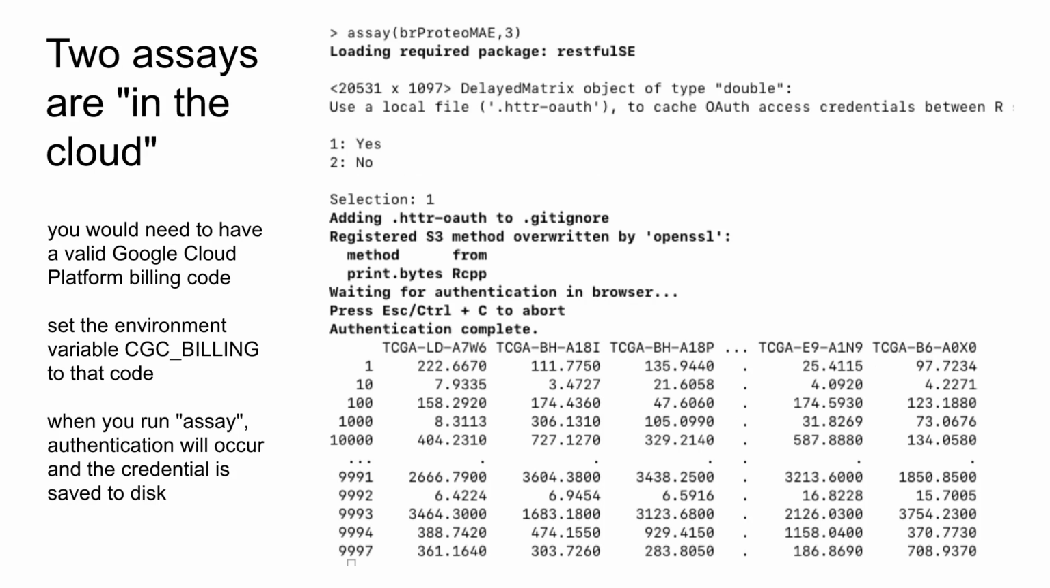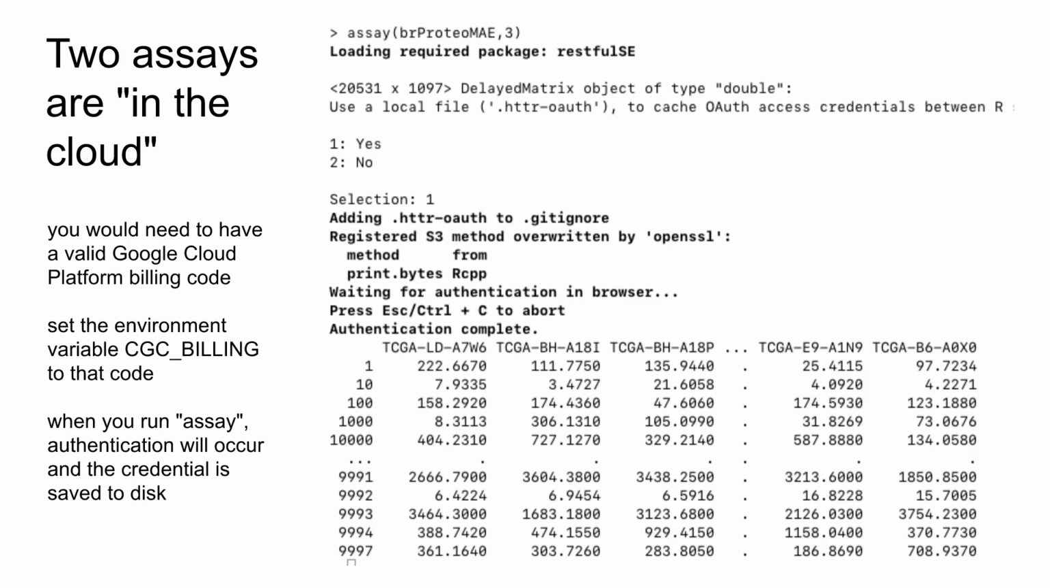So here's what things look like when I start wanting to see the actual numbers. In order for this to work, you have to have a Google Cloud Platform billing code. And I'm not going to go into that. Maybe later, if people want to talk about how that can be accomplished, we can do that. But once you've got that, you can go through this little dance.